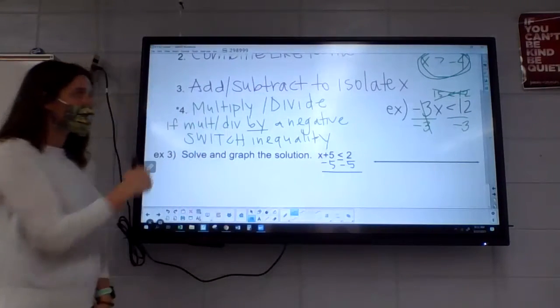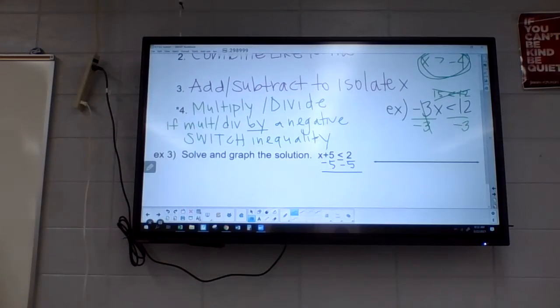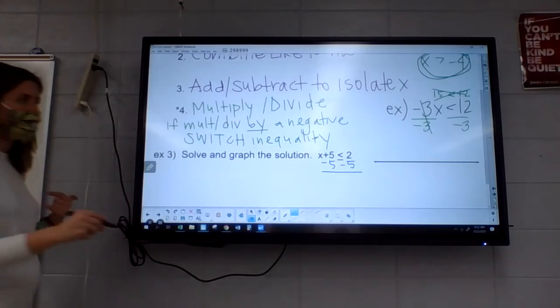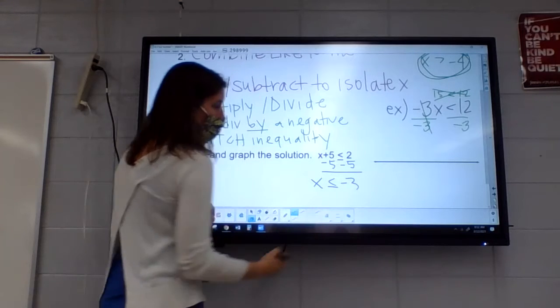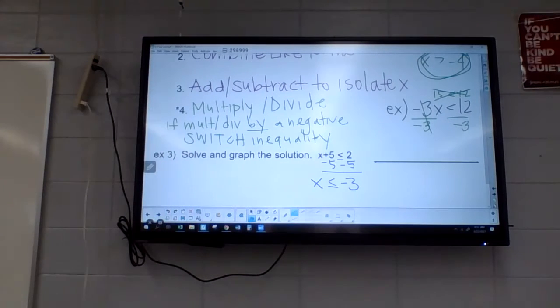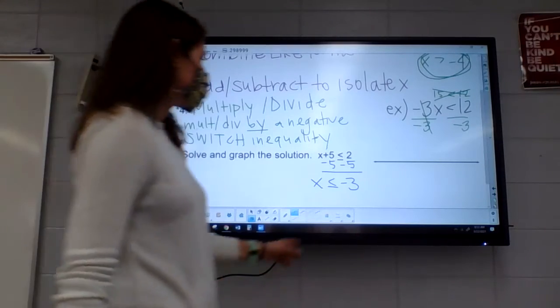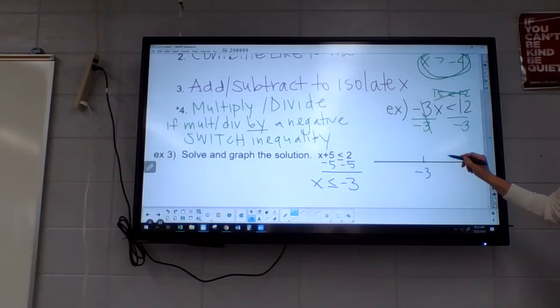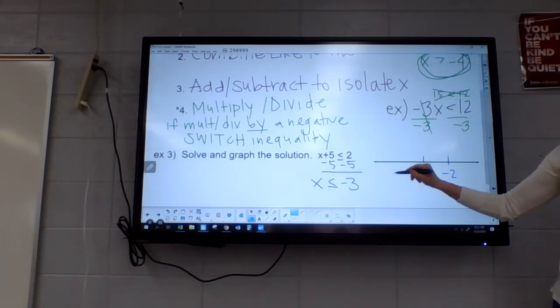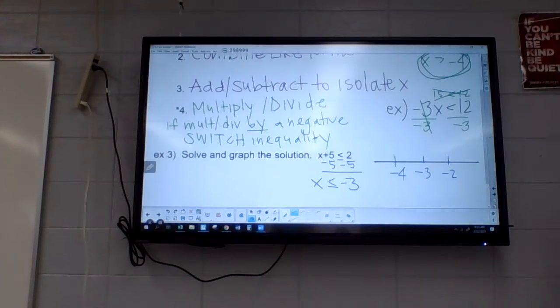Now on the add and subtract step, there's no special rules. So you don't have to do anything different with the inequality. So it's just going to be x is less than or equal to negative 3. Right? So then we go to put this on our number line. So negative 3 is going to go in the center, and then we're just going to pick some other values nearby.